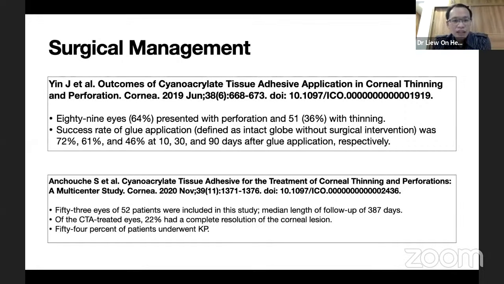There are two studies that were published recently, one in 2019 from Yin. It stated that 46% of the patients with corneal thinning or perforation were still doing well without surgical intervention after 3 months. And the second publication from Antros in 2020, 52 patients with 53 eyes were studied. 22% of them had complete resolution after gluing and without surgical intervention.